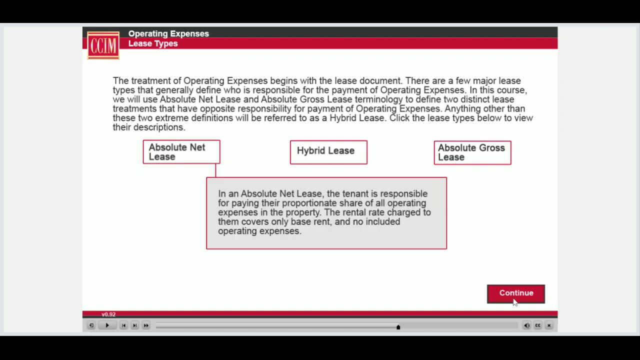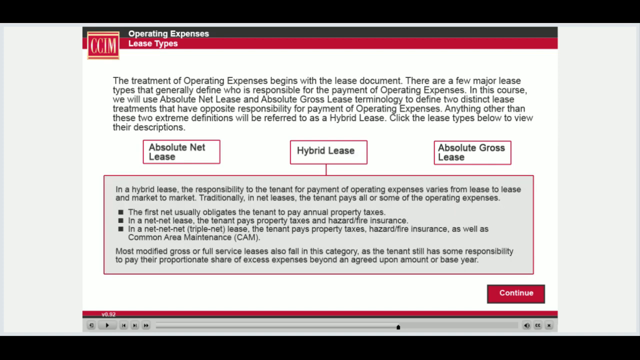In a net lease, the rental rate charged to the tenant covers only base rent and no included operating expenses. In a hybrid lease, the payment is market to market. Traditionally, in net leases, the tenant pays all or some of the operating expenses.